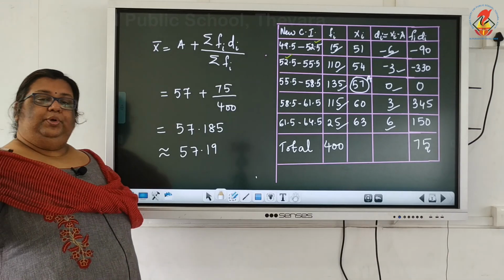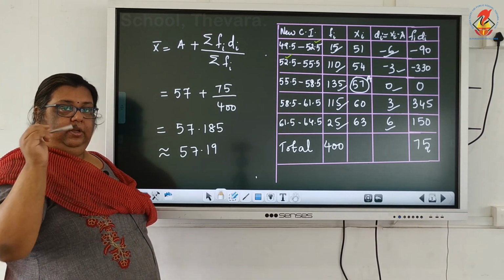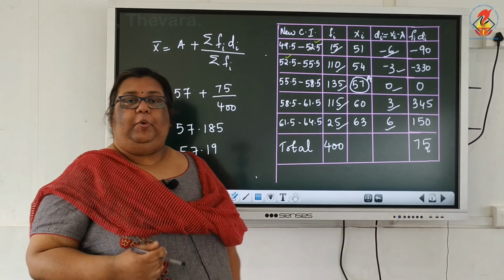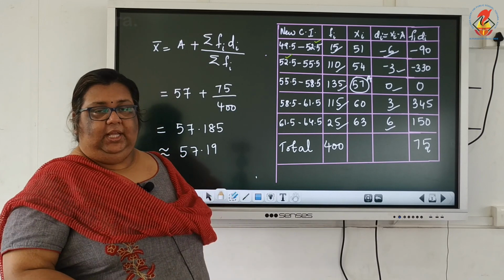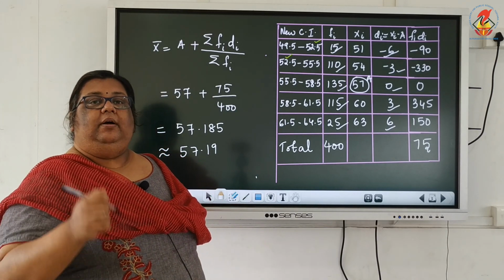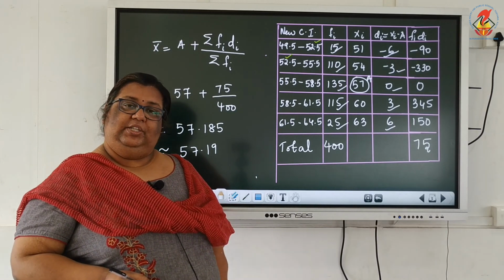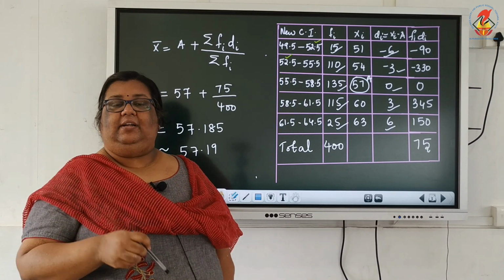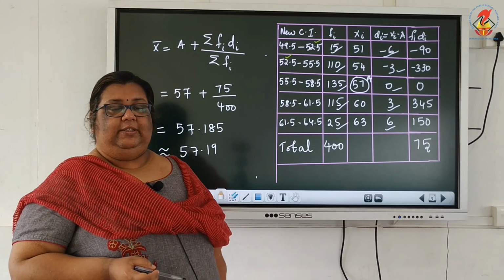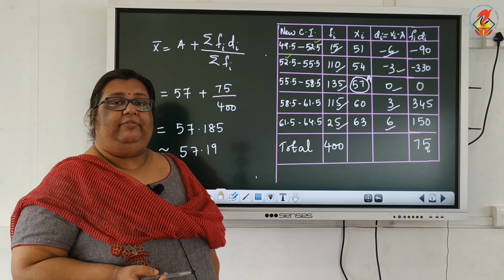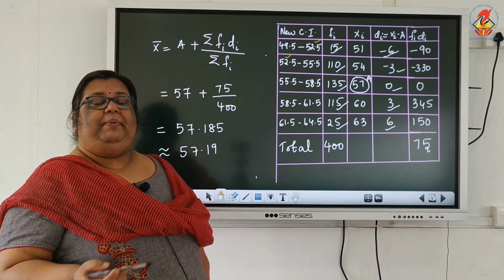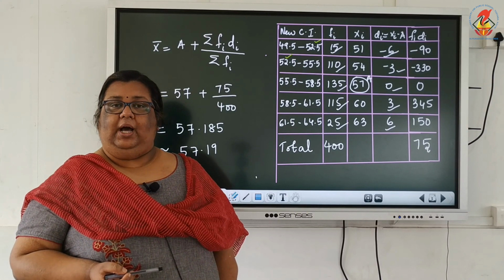Okay. So, in the first question in this video, we did a problem with a missing frequency. In the second problem, the class intervals were not continuous. We should make it continuous. How will we make it continuous? By subtracting 0.5 from the lower limit and by adding 0.5 to the upper limit.